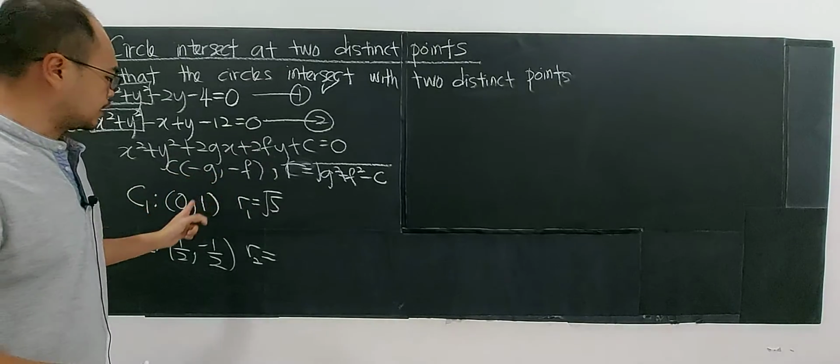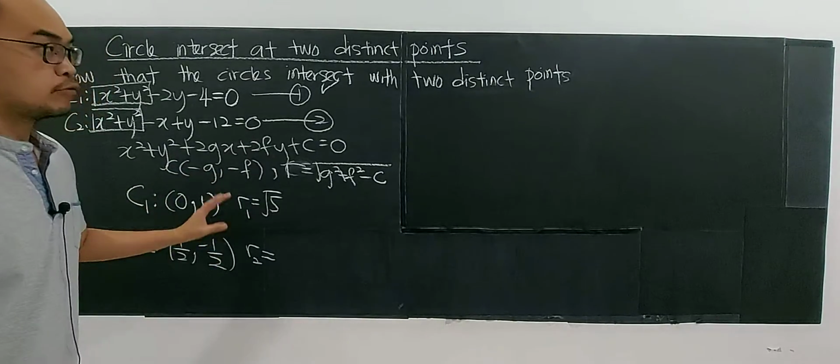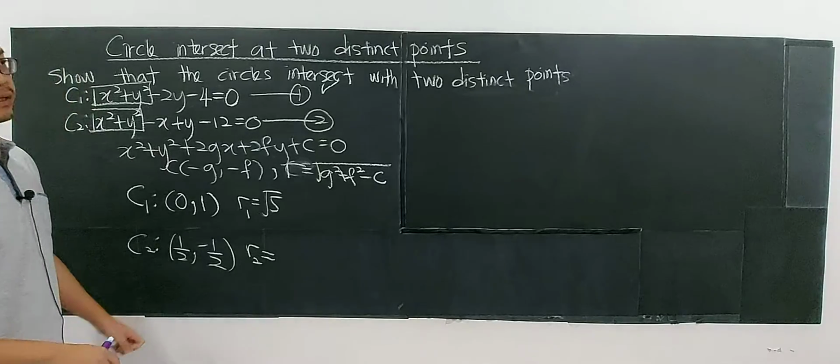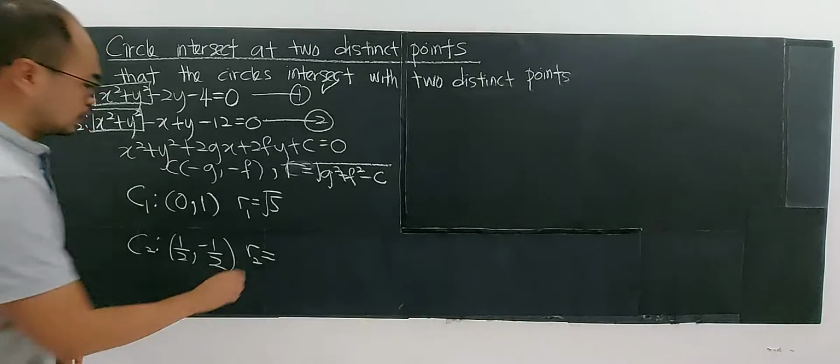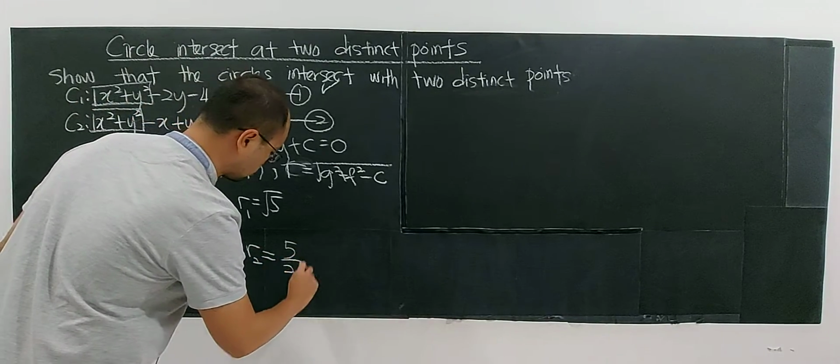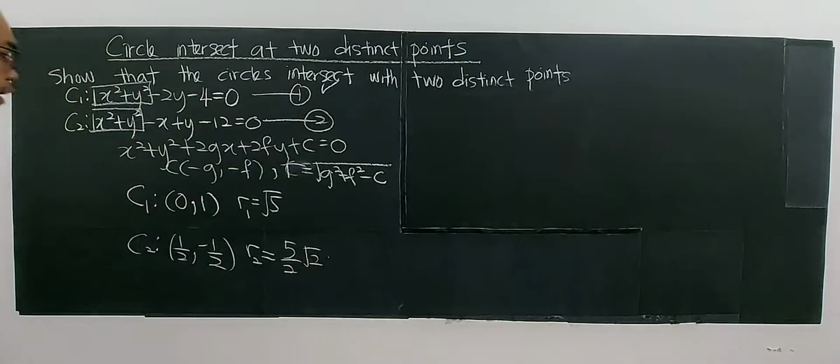And substitute into here, I get the center. So this is basic, you can refer to the previous video. And the second radius I found to be 5 over 2 square root of 2.